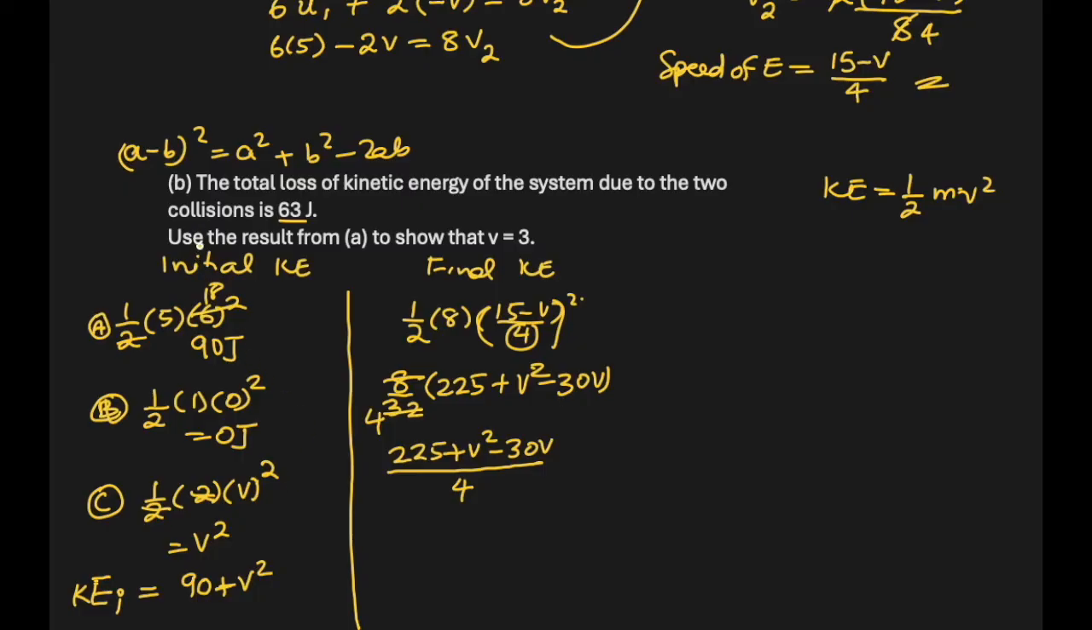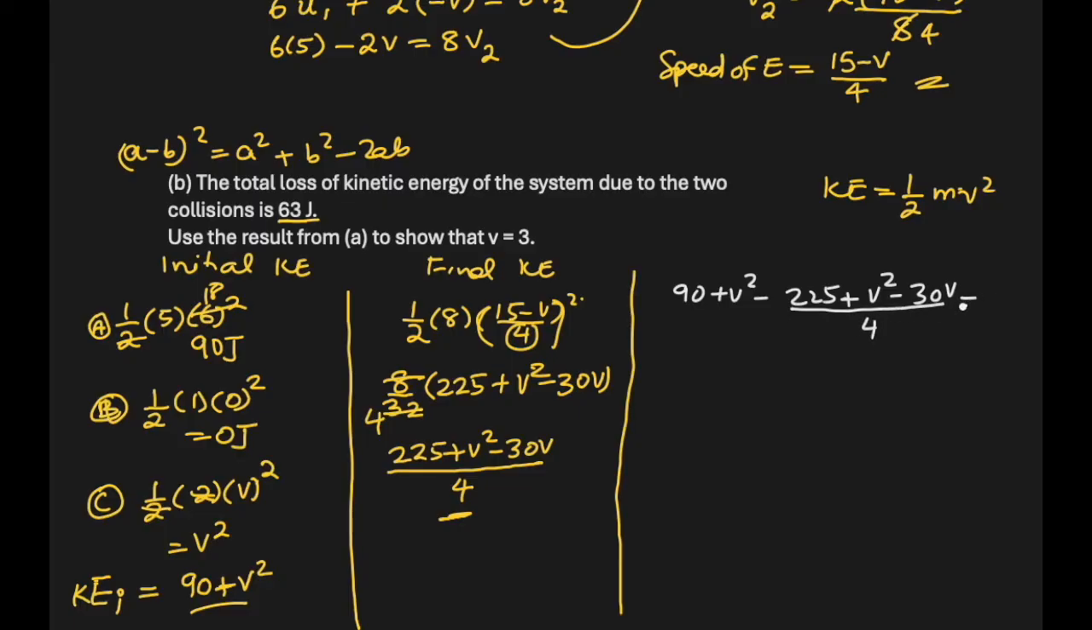Now they're saying the total loss of kinetic energy is 63 joules. Loss means this is more and this is less. That's what they mean. And we'll make an equation out of this now. So it will be 90 plus v square minus (225 plus v square minus 30v over 4) is equal to 63 joules. Let's get rid of this 4. For that we'll have to multiply the whole equation by 4. So 4 times 90 is 360.